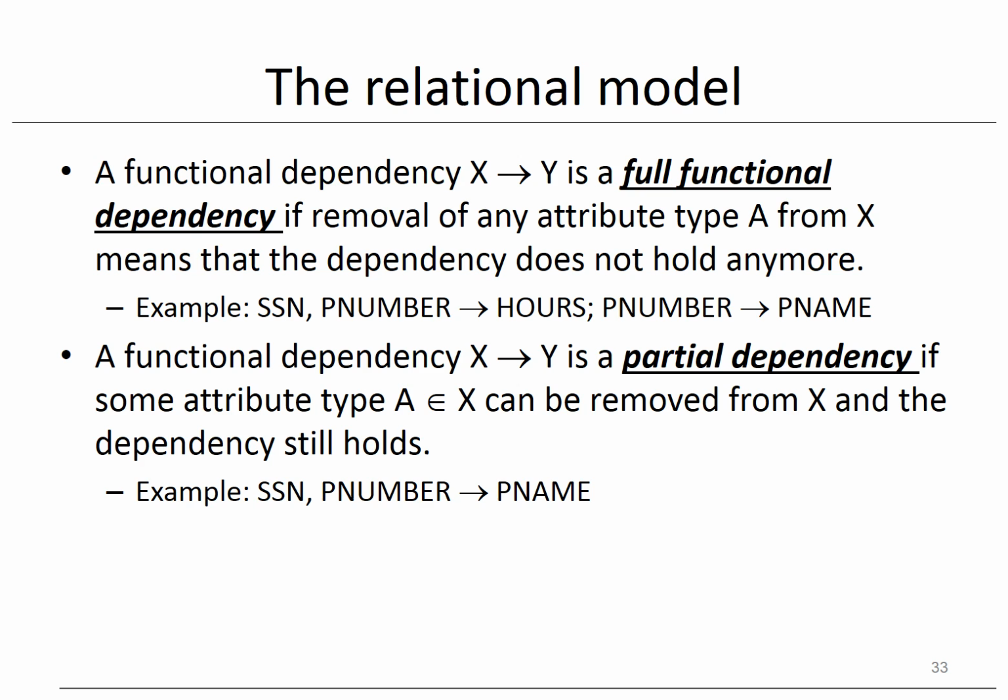Likewise, project name is fully functional dependent upon project number. Functional dependency x to y is a partial dependency if some attribute A from x can be removed from x and the dependency still holds. As an example, p-name is partially functional dependent from social security number and p-number. It only depends upon p-number and not on social security number.